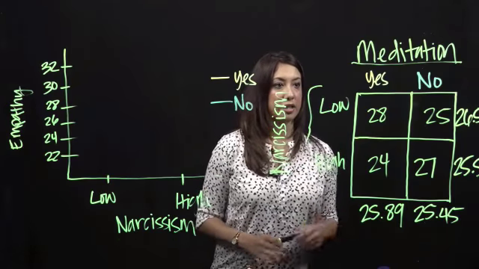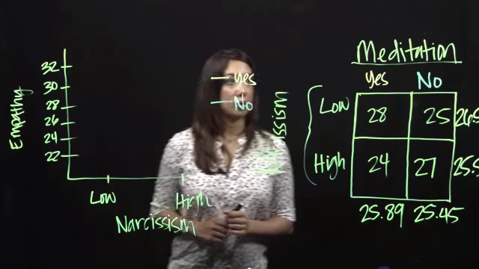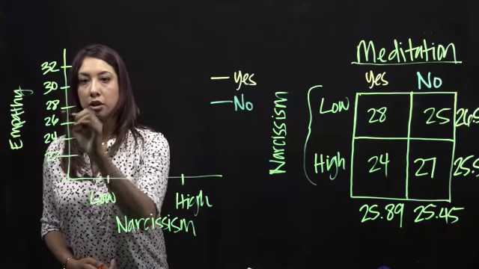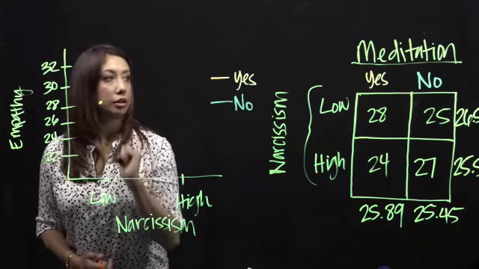So let's start with this first cell here. So we have low in narcissism, and yes, they did meditate. So that would be 28. So low, 28.